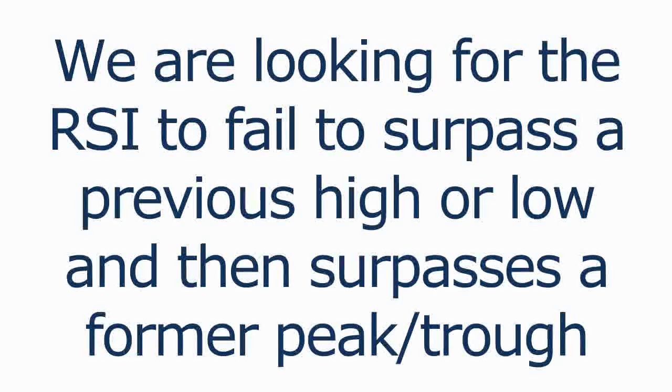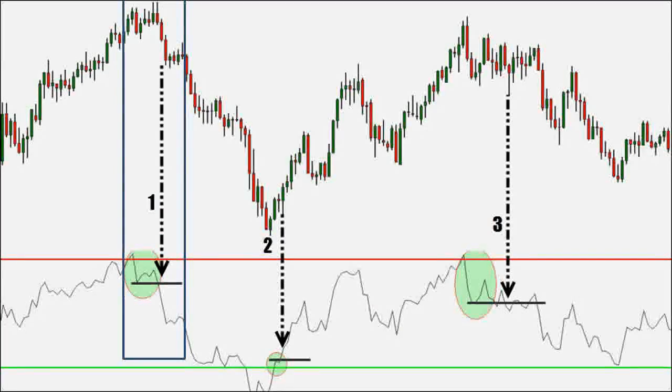What about RSI failure swings? Now, this is an interesting use of the RSI, and it may appeal to some traders. What we're looking for is the RSI to fail to surpass a previous high or low, and then surpass a former peak or trough. So think of it as support and resistance failing or holding on the RSI instead of price. At number 1, RSI hits overbought, exits the overbought zone, puts in a lower swing high, and the trade is when the RSI breaks the low as outlined with this black line.